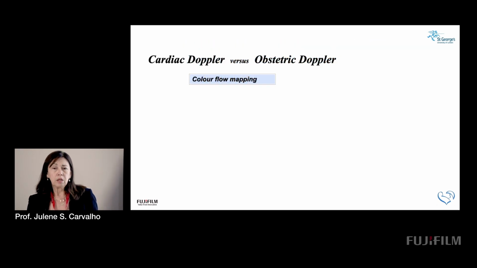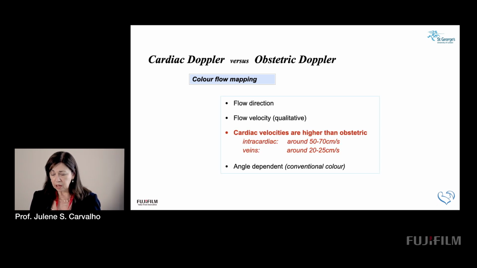I'm going to start by highlighting that cardiac Doppler is different from the obstetric Doppler because the velocities are in general higher. The cardiac velocities are usually, around the mid-trimester, around 50 to 70 centimeters per second, but we still use lower velocity like the obstetric presets, which is around 20-25 centimeters per second.